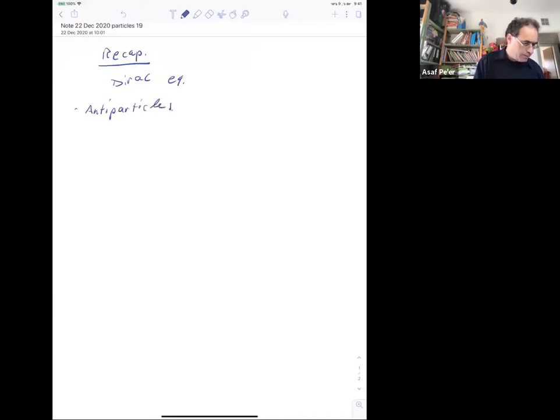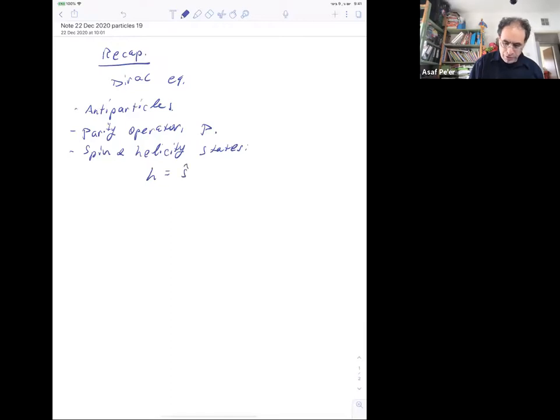And the parity operator. And then we spoke about the spin and helicity states. Right, we define helicity H to be the projection of the spin in the direction of motion. Right, and we said that helicity is a constant of motion, so it's conserved, but it is not Lorentz invariant. So if you go from one frame to another frame, 2 observers would not agree on the helicity.